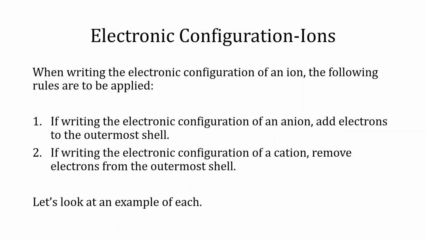When writing the electronic configuration for ions, it can be done where the following rules are to be applied. 1, if writing the electronic configuration of an anion, add electrons to the outermost shell. If writing the electronic configuration of a cation, remove electrons from the outermost shell. Let's look at an example of each.